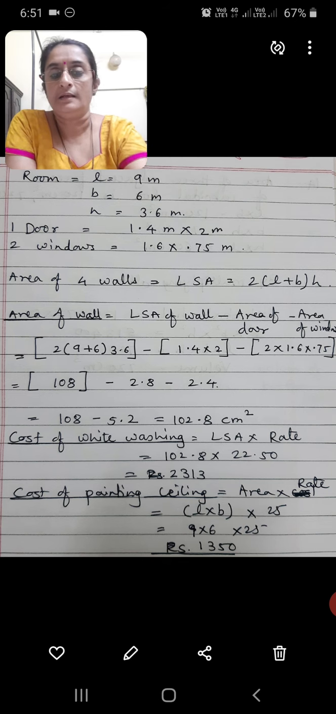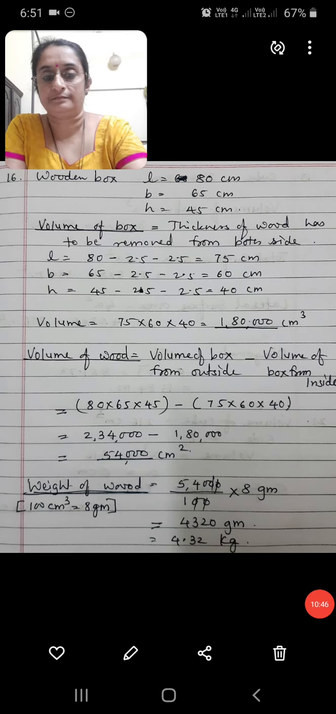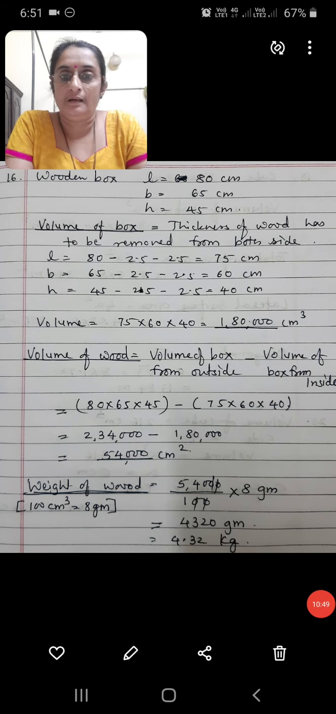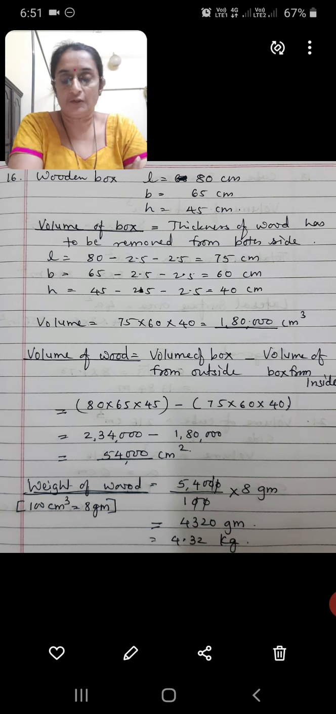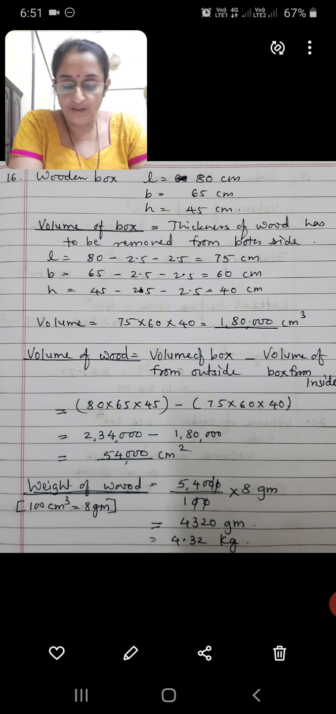Let us go to the next question, children. The next question I have taken, that is the 16th one. Listen to it now. A closed wooden box 80 centimeter long, 65 centimeter wide and 45 centimeter high is made up of wood 2.5 centimeter thick. Find the capacity of the box, and the weight of the box if 100 centimeter cube of wood weighs 8 grams.